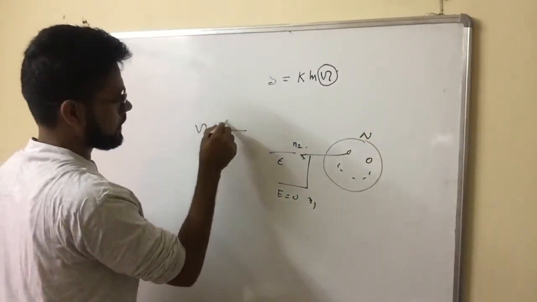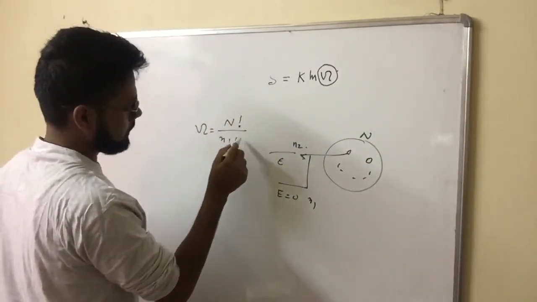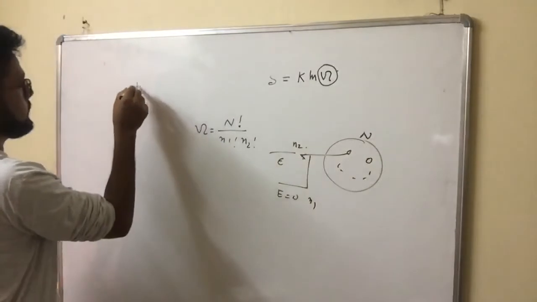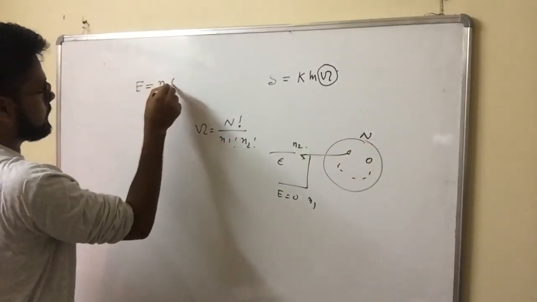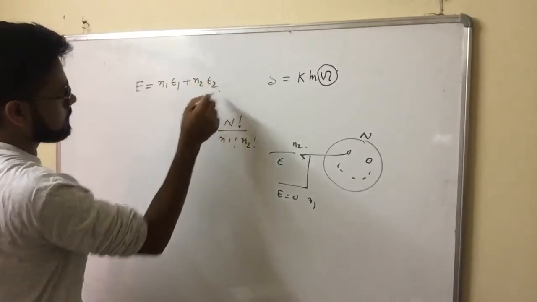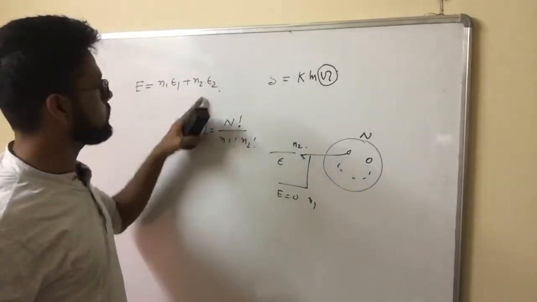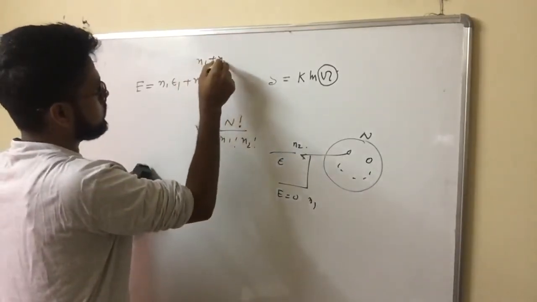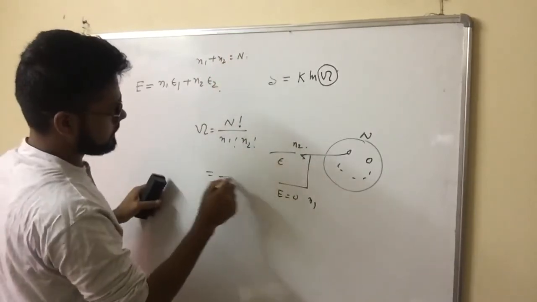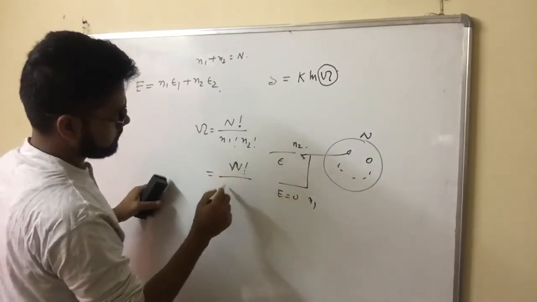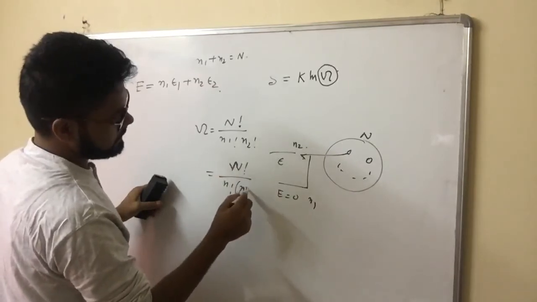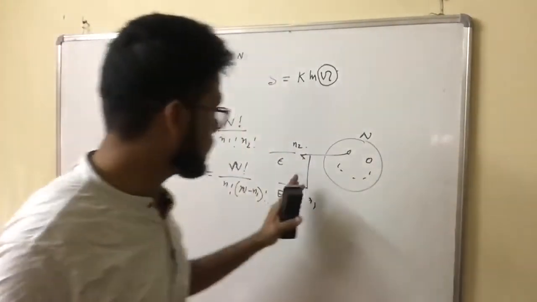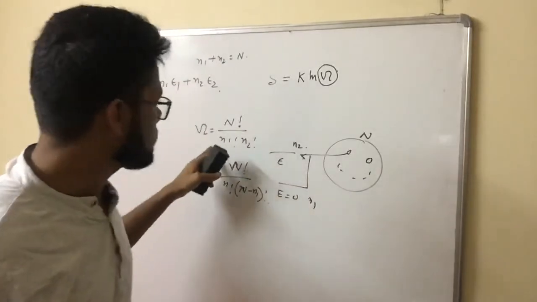You have to find n factorial over n1 factorial n2 factorial. This way you have to calculate. And total energy E is equal to n1 E1 plus n2 E2. After that, you can replace n1 and n2 in terms of E. Okay, and n1 plus n2 equal to n. So you can write omega as n factorial over n1 factorial and n minus n1 factorial, and you can also replace n1 in terms of energy. In this case, you have to use the classical formula for the number of microstates.